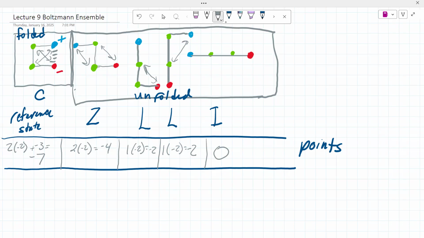Now, the other thing we want to note is that in these two, we have a kind of a degeneracy going on. In other words, both of these have the same amount of energy, and that's going to become something that's important. And this all is capturing features that happen in real proteins.